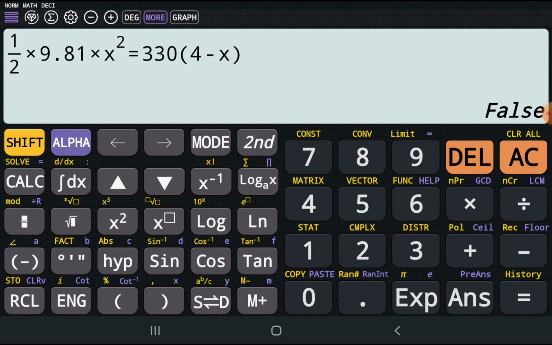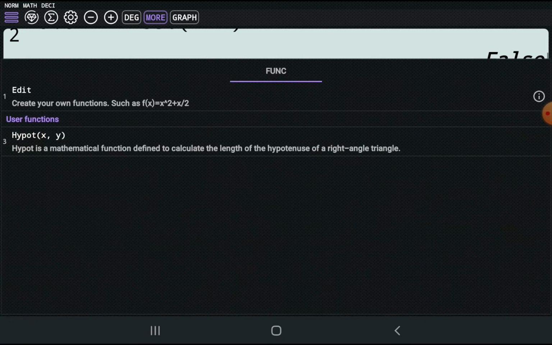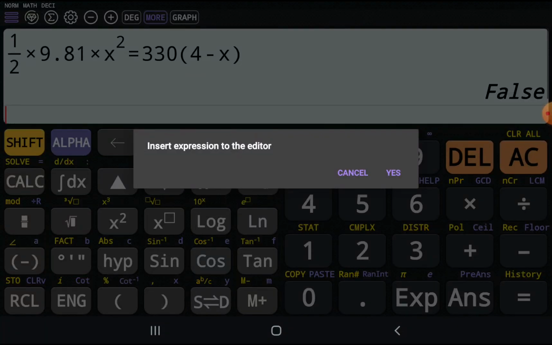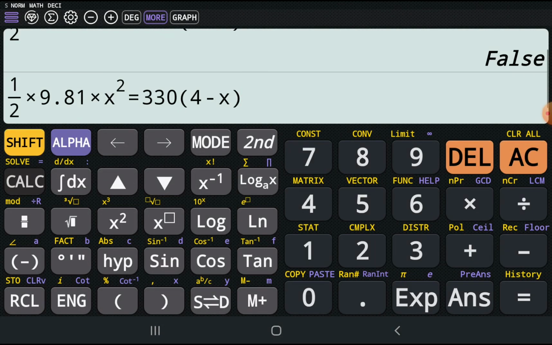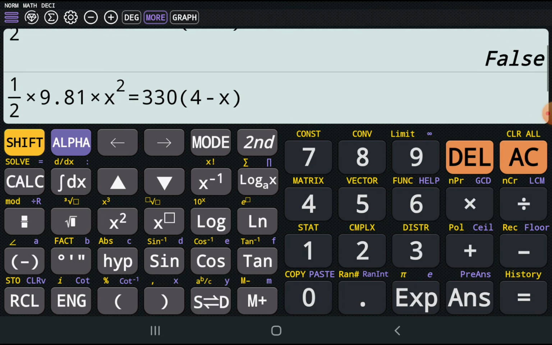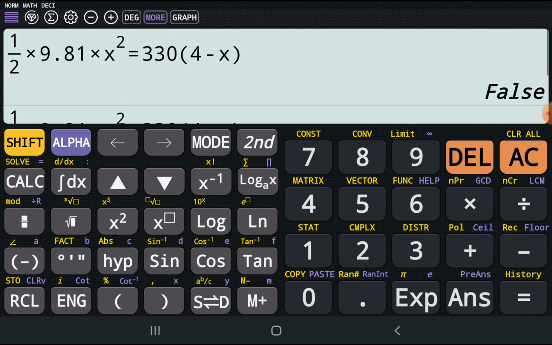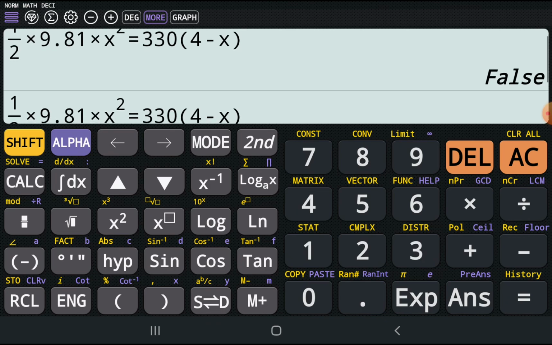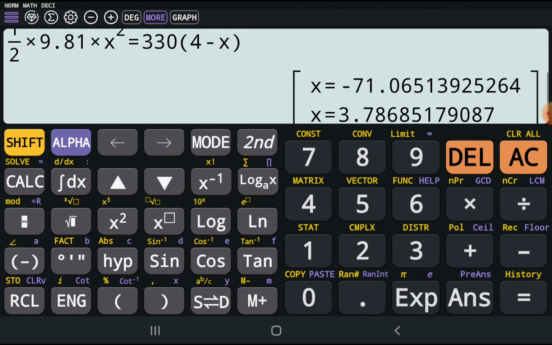So, 1 half multiplied by 9.81 alpha x squared. Alpha calc 330 multiplied by 4 less x. It should have a solution, which is 3.78. The calculator could not solve it this way, so shift solve. Okay. This will be the value. We edited it, and it edited itself. So, 1 half multiplied by 9.81 multiplied by x squared, then 330 multiplied by. They are the same, right? But it edited it in particular. So, this will be the values of your x. Shift solve.